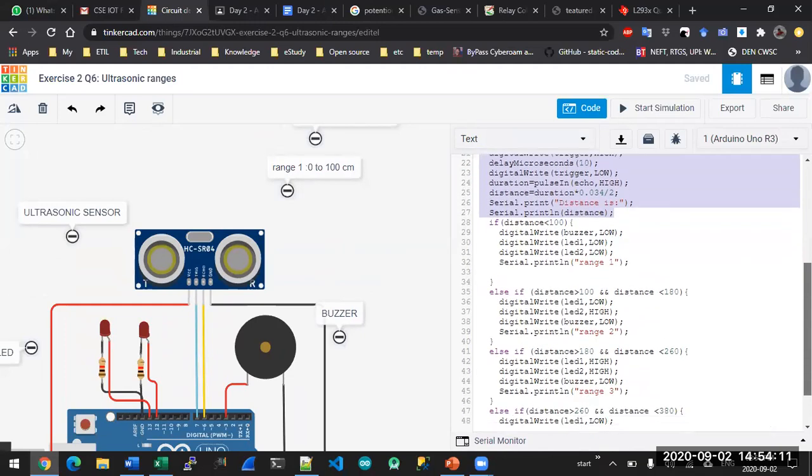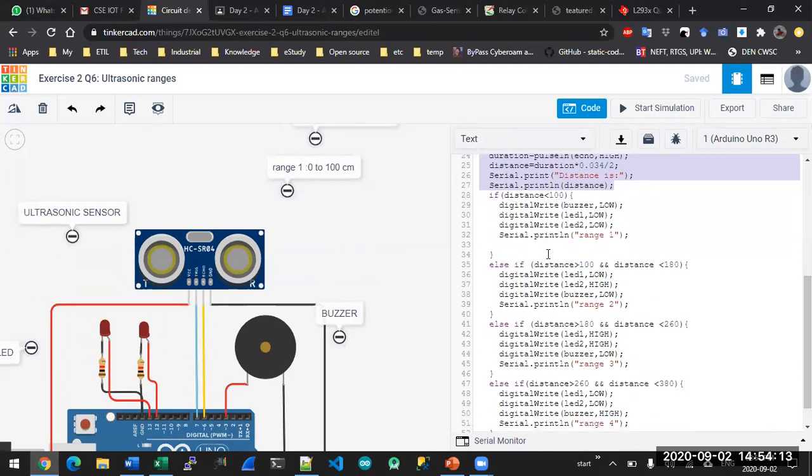Now we have to just check the sensor range. So we have divided the sensor into ranges like less than 100, then 100 to 180, then 180 to 260 and 260 to 380. And as the range of the sensor is maximum 400, beyond that it will give a false reading. It will not detect, and below 2 centimeters also it will give a false reading.